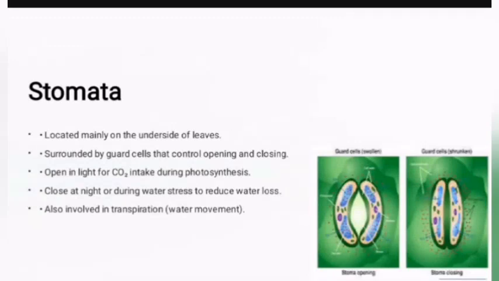Now, I want you to pick very salient points here. Number one, the stomata are surrounded by two guard cells. Number two, the stomata are open in the day and closed at night. Number three, the opening and closing of stomata is highly regulated by light and water loss. Okay, so these are the few key points you can take in now.